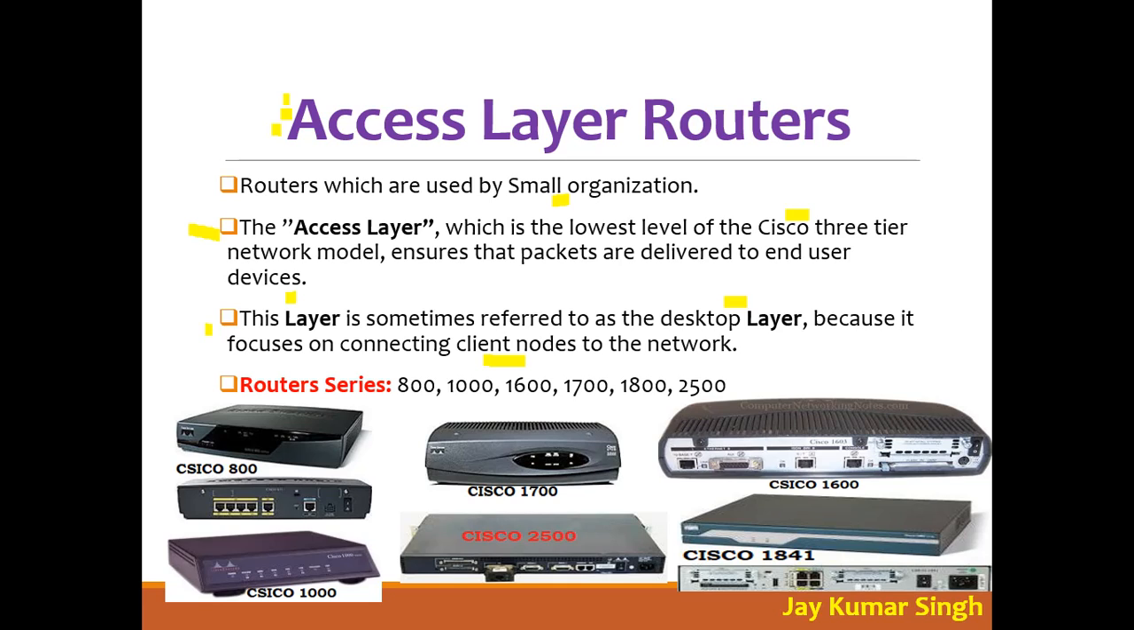Okay, so these are some Cisco router series: 800, 1000, 1600 for the access layer model. So whenever you see these, most of the time they use 1800 as an access layer. 1800, 25, 17, 16. They are used as access layer routers.